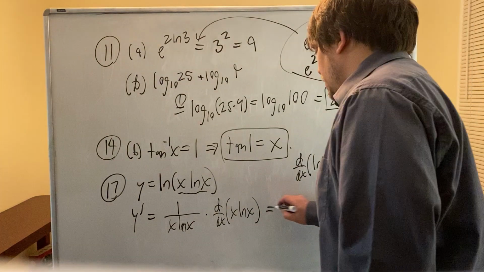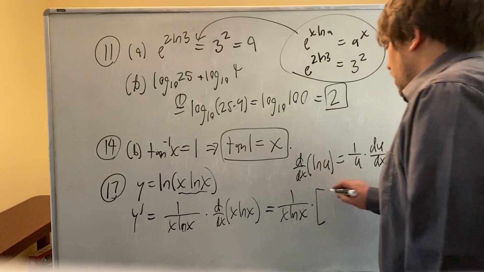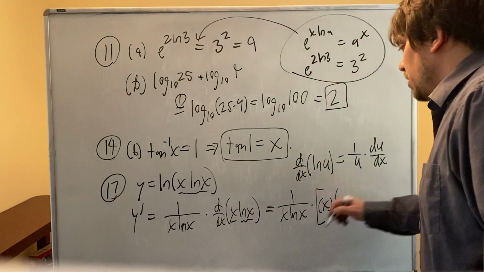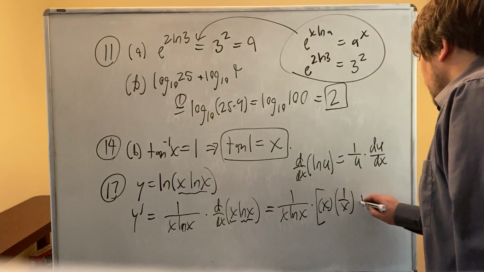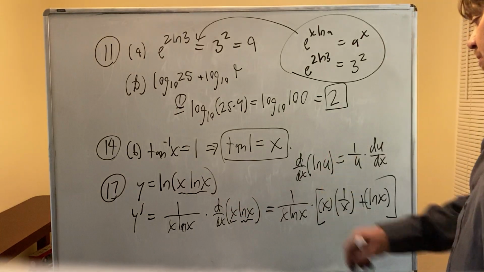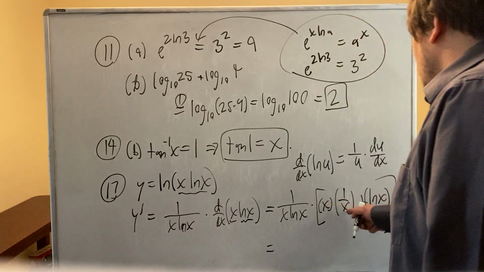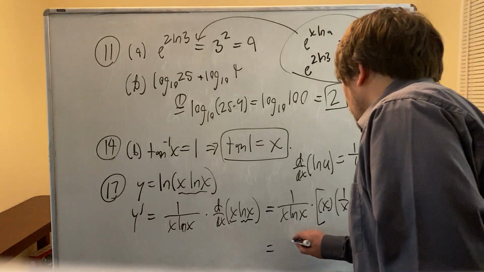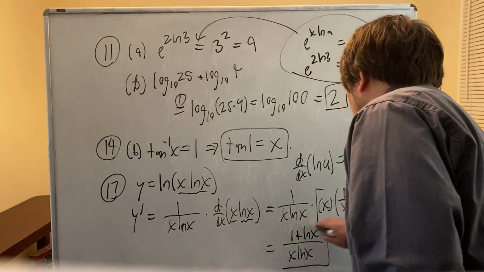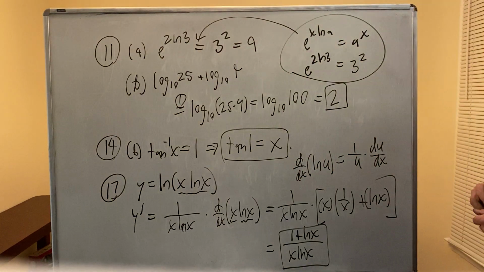Okay, and so then that's equal to 1 over x ln x times the derivative of that. This is the first function, that's the second function. So it's the first function times the derivative of ln x, which is 1 over x, plus the second function, ln x, times the derivative of the first one, which is x. You get that, okay? And if you simplify this a little bit, you get x times 1 over x is 1, 1 plus ln x. So you get 1 plus ln x divided by x ln x. That's y prime.